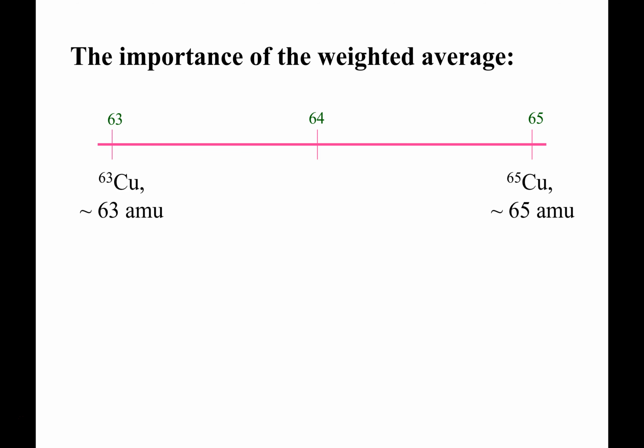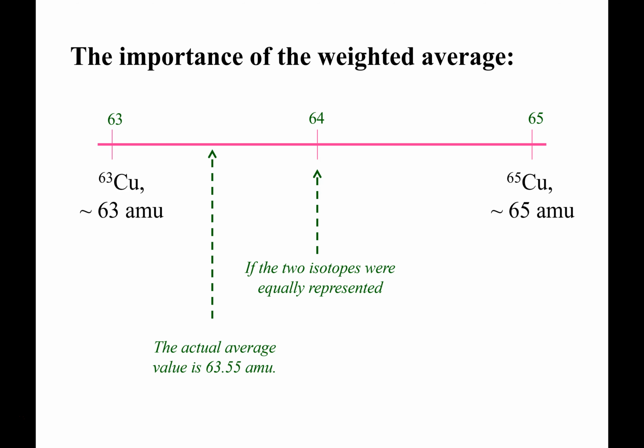So this was what I was trying to explain. If we round how much our isotopes weigh to their mass numbers, copper-63 to 63 AMUs and copper-65 to 65 AMUs, of course the number between them is 64. That would be what we call a simple average. But it's not a simple average. Since we had more of this first isotope, it's going to be skewed over here, and that's what our weighted average is.